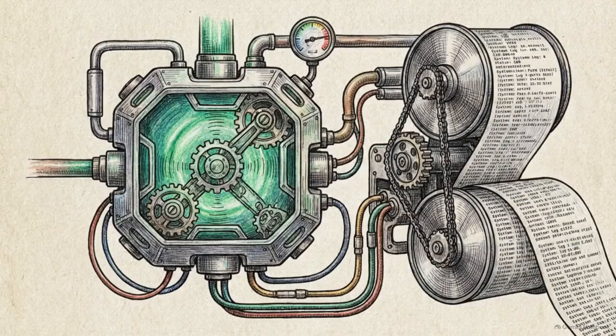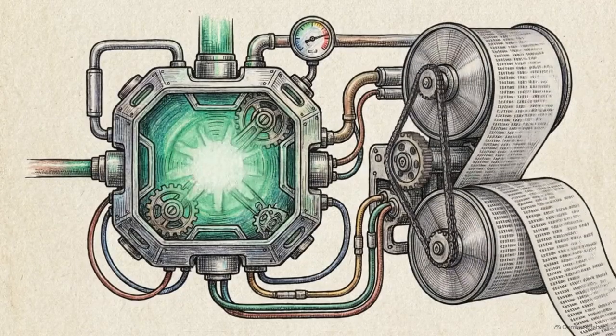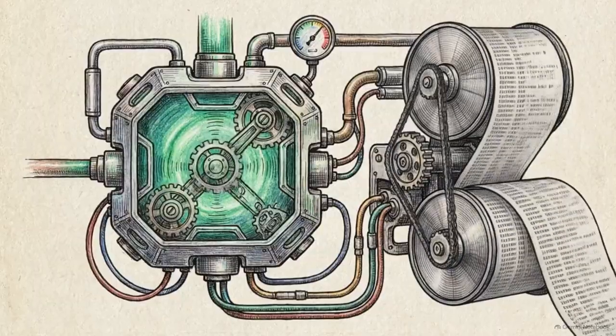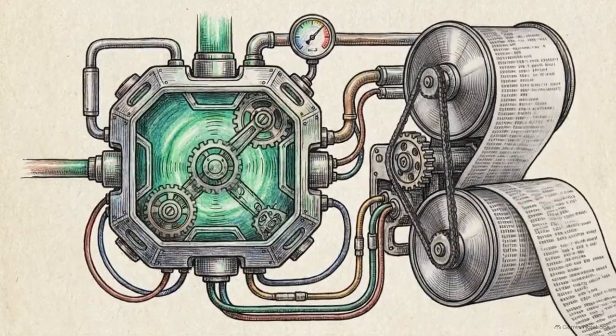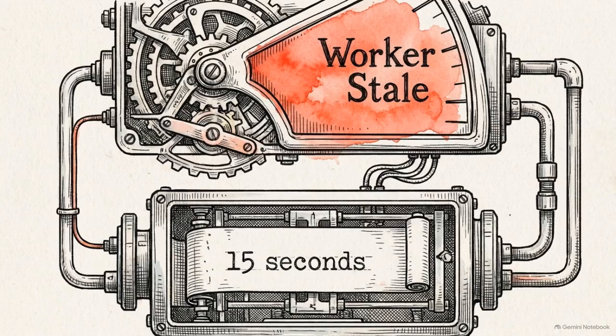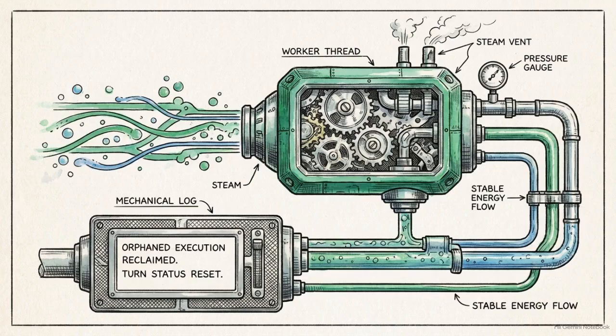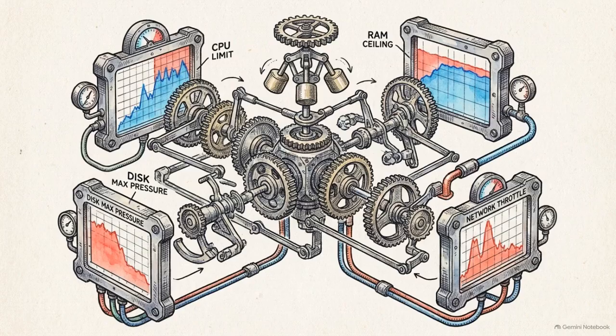This lease system drives the engine's crash recovery mechanism. The coordinator continuously monitors active worker processes for a heartbeat. If a worker process dies mid-turn, the system registers the lease as stale, exactly 15 seconds after the last heartbeat. The coordinator automatically reclaims that orphaned execution, terminates any hanging subprocesses, and safely resets the turn status. This strict coordination ensures that an agent can never enter an infinite execution loop or drain system resources unseen.